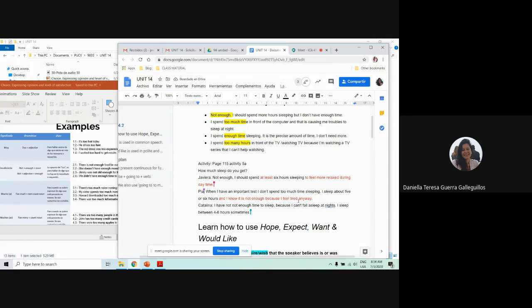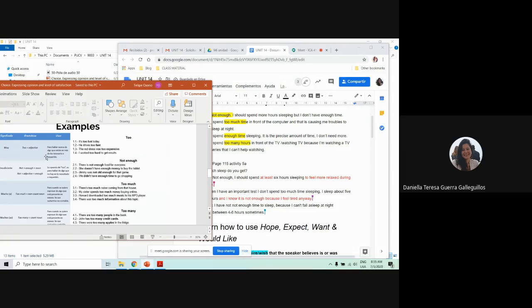Okay, so it is always in English, I in capital letters, and night is not pluralized. Night, one night, 2 nights, yes, it can be. But at night, a las noches, en las noches, cuando tú te refieres a un momento, siempre es singular. At night. Okay, so you say, I have not enough time to sleep because I can't fall asleep at night. I sleep between 4 to 6 hours sometimes. Okay, excellent job, girls.